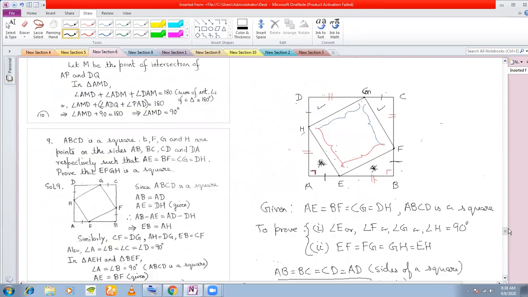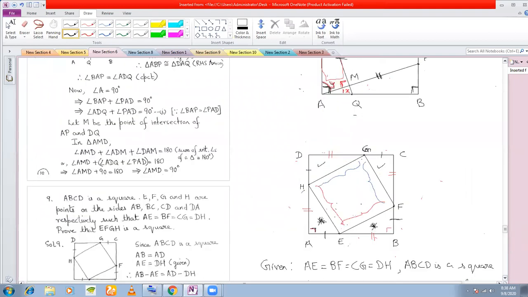Okay. Now, once we have shown that the adjacent sides are equal, if we can now show that the opposite sides are equal, then we can say that all the sides are equal. If I can show this blue side is equal to this red side, and this blue side is equal to this red side, then I can say that all are equal. If adjacent sides are equal and if opposite sides are also equal, then obviously I can say that all the sides are equal. Okay. But it seems that we don't have time for this.